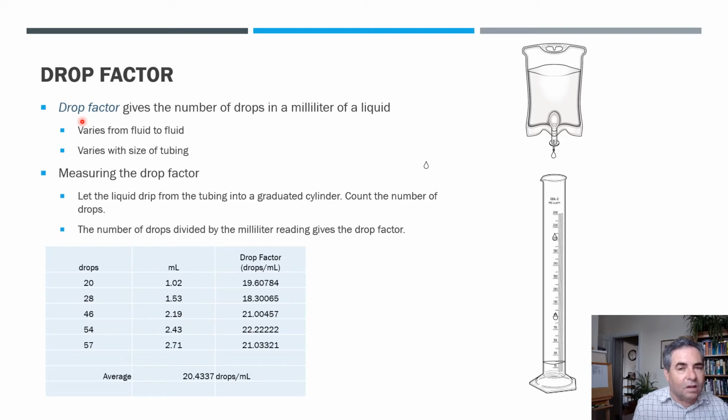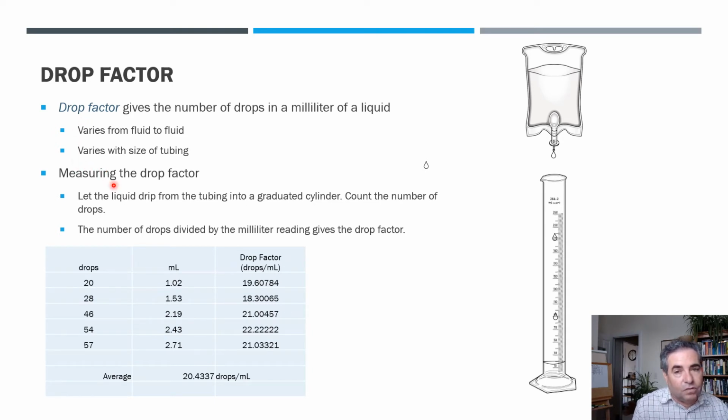Now, it depends on what kind of liquid you've got. If you've got a watery liquid, it's going to be a lot different than it is going to be for alcohol or some organic solvent like hexane. They'll all have different drop factors. And it depends on how big your tubing is as well. So if you've got narrower tubing, your drop factor, drops per milliliter, is going to be much different from larger tubing. You have larger drops with larger tubing.